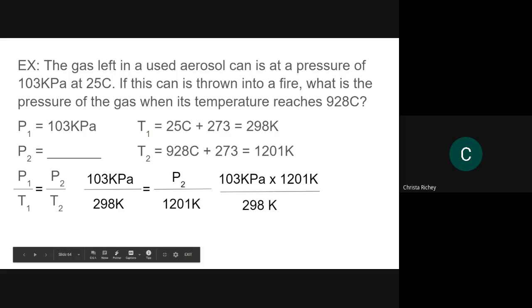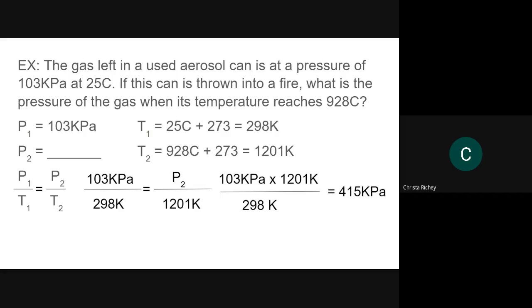So cross multiply the ones that are diagonal to each other, which is 103 and the 1,201. Divide it by the 298. Your kelvins are going to cancel. Your unit is now going to be in kilopascals. And then I just rounded it to three sig figs.